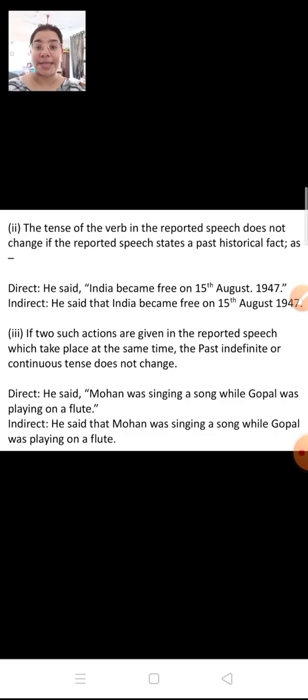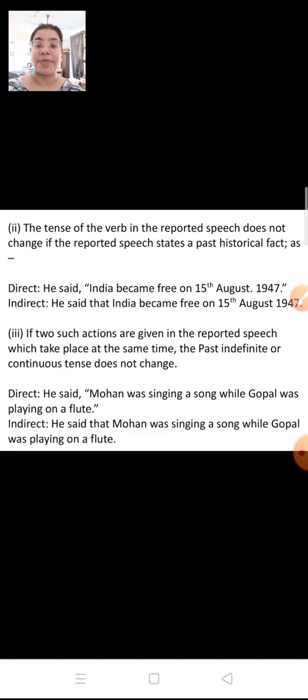Now the second exception is that the tense of the verb in the reported speech does not change if the reported speech states a past historical fact. That means if something is a fact, for example, when we got independence on 15 August 1947. If we are stating that in past tense, it will not change its tense in indirect speech also.